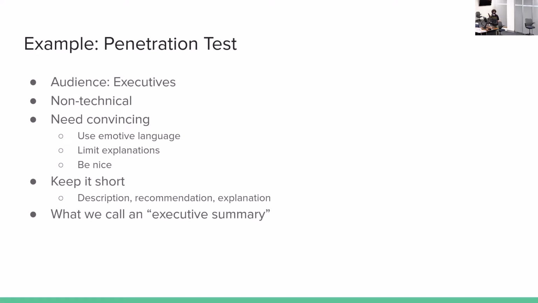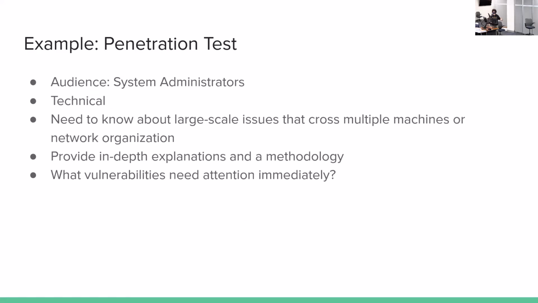And that's all you. But in order to write one effectively, you need to understand everything else that you're talking about to the other types of people who are your audience. If you're talking to system administrators, you need to know, first of all, on a technical level, what's wrong. You need to communicate that. You need to communicate with them about large-scale issues that cross multiple machines or the entire network organization in some cases. I run into networks where they don't have a firewall in front of any of the machines. That's a system administrator problem, because they need to decide what kind of firewall to set up that's right for their needs, and you need to provide some recommendations on that.